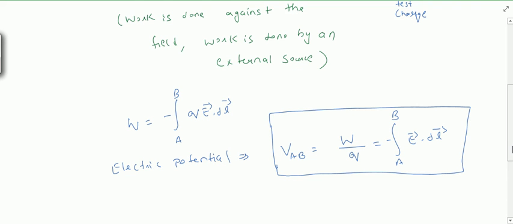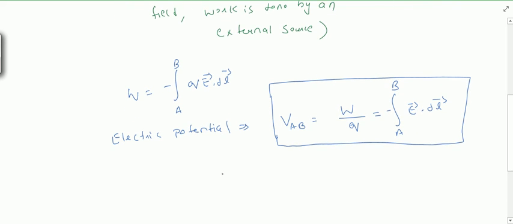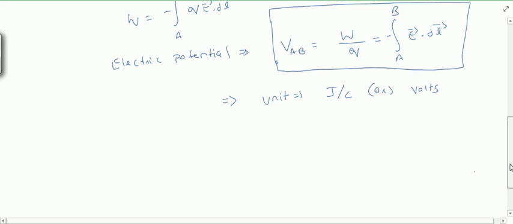So here if you see, this is the electric potential, defined as work per unit charge, so its unit we can write as joule, because work done unit is joule and charge unit is coulomb, so joule per coulomb, or the famous unit is volts. So this is the formula to find the electric potential for moving a charge from A to B.